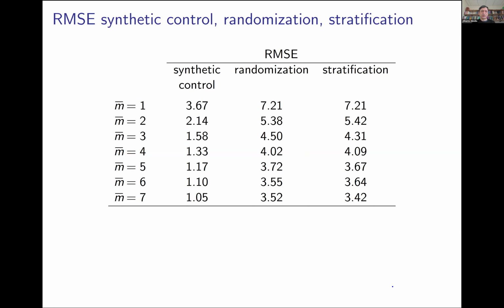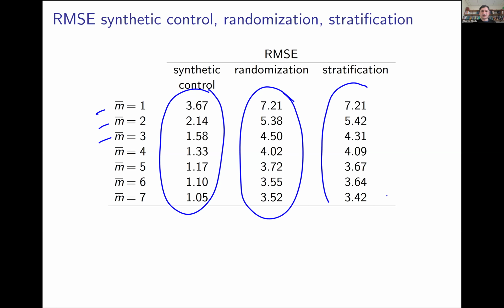So what we're doing here is showing the results in terms of root mean square error for 1 treated, 2 treated, 3 treated units, and so on, using the synthetic control design, and also using randomization and using stratification. You can see that we are improving quite a lot in terms of root mean square error. I could show you the same with mean absolute error, the same type of results.